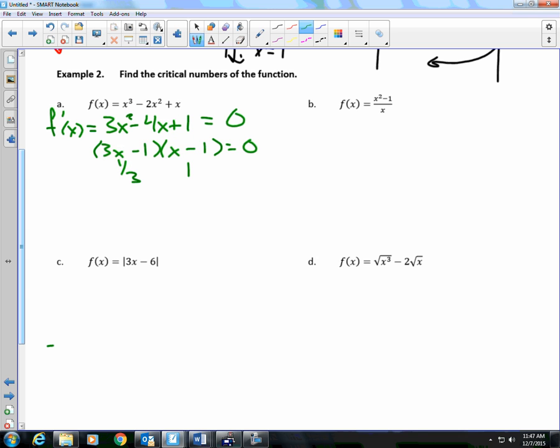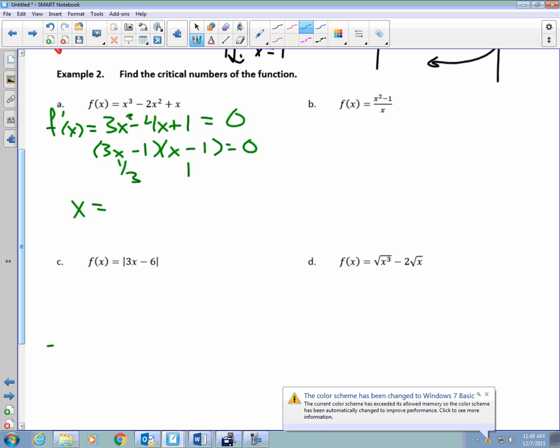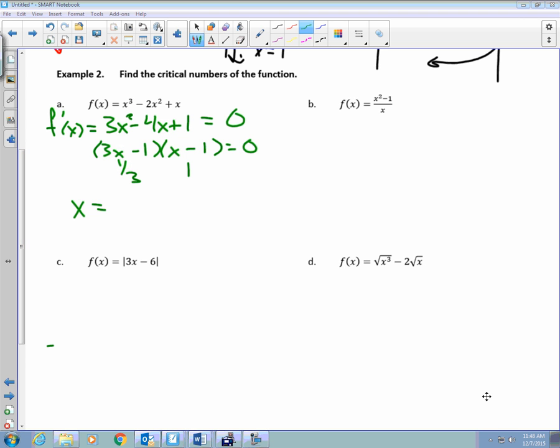Okay, so x is equal to 1/3 and 1. If you want to write C for critical number, that would be fine too. For B, when I take the derivative, what would you have to use? Yep, the quotient rule. Yep, these are the critical numbers. You love this problem. Great. Oh, the one before it. Nice and simple. All right, great.